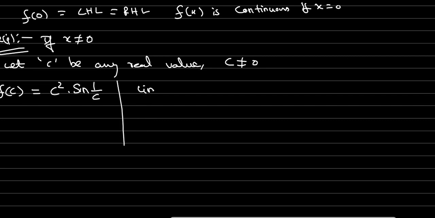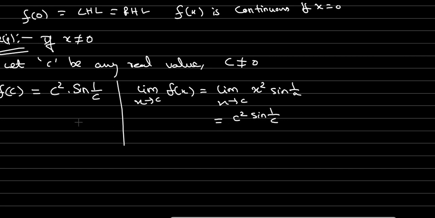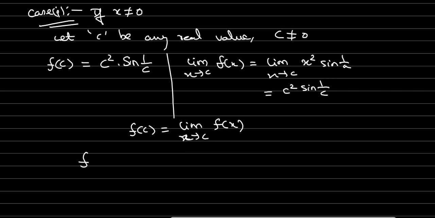Now limit x approaching c of f of x. So I will replace the suitable function now. What is the suitable function? X square sine 1 by x. Now apply the limit: c square sine 1 by c. So now we can see the f of c value and the limit as x approaches c are both the same. So we can say that f of x is continuous if x is not equal to 0.